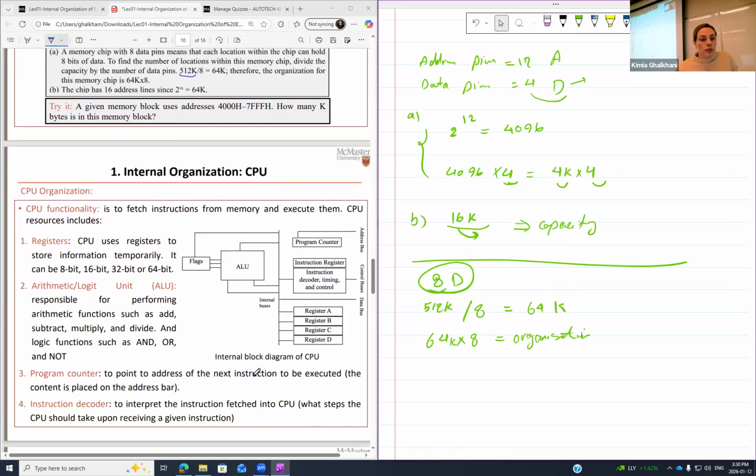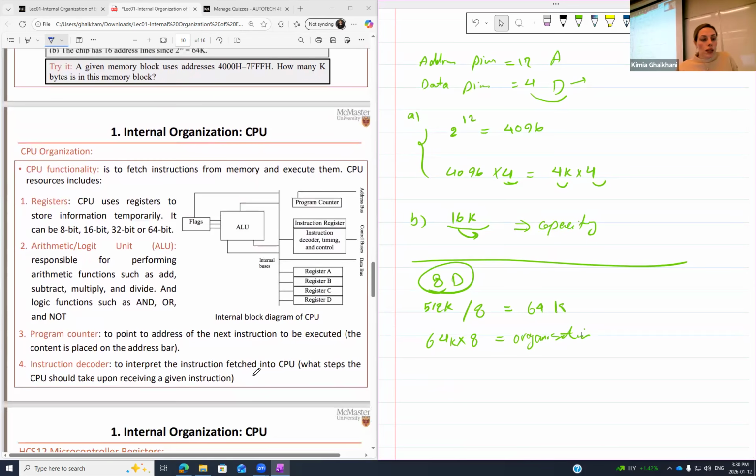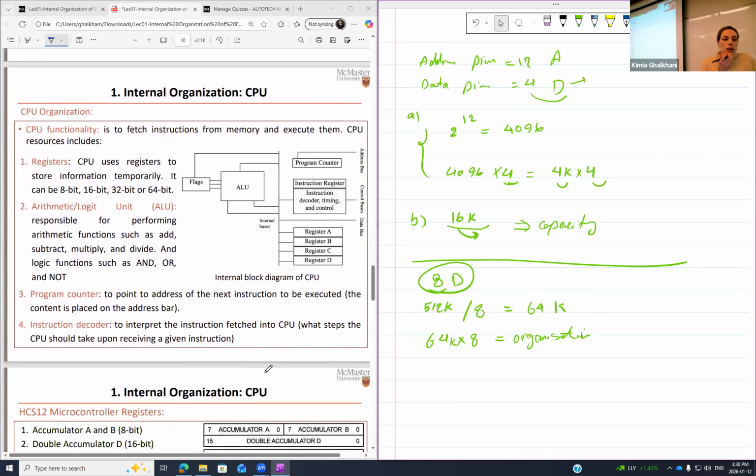Next is the internal structure of the CPU. So far, it was generally about the computer. I already introduced it: we have the CPU, we have memory, and we have all those inputs and outputs. Now, let's focus only on what we have inside the CPU, in a little more detail.